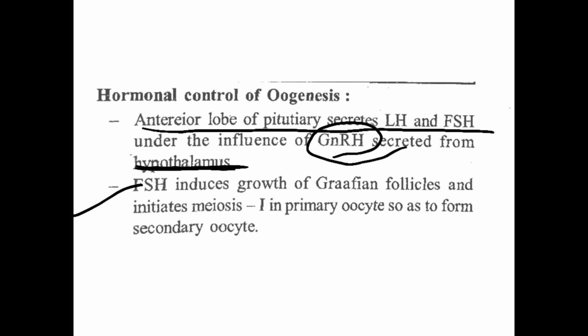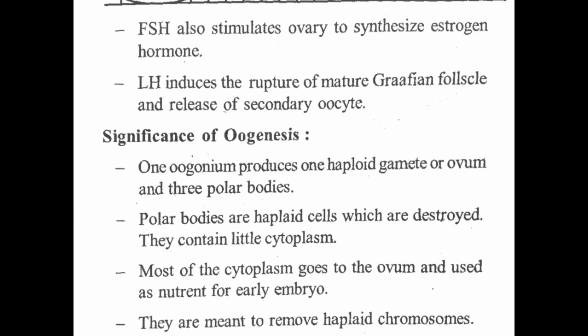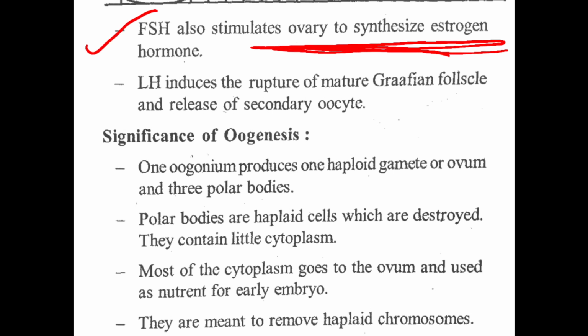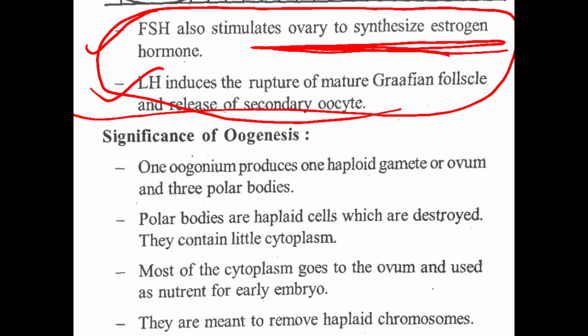FSH induces the growth of the Graafian follicle. FSH stimulates the growth of the Graafian follicle and initiates meiosis 1 in the primary oocyte to form the secondary oocyte. FSH also stimulates the ovary to synthesize estrogen hormone, and LH induces the rupture of the mature Graafian follicle and releases the secondary oocyte. These are the functions of FSH and LH. These are very important.